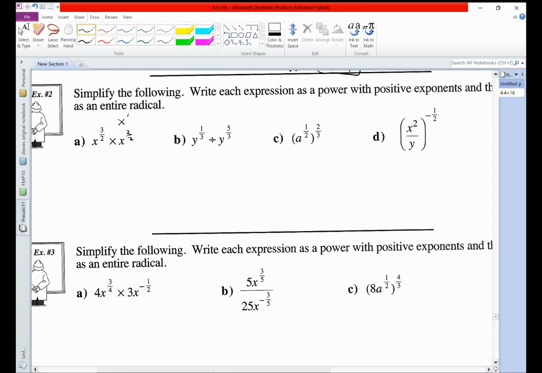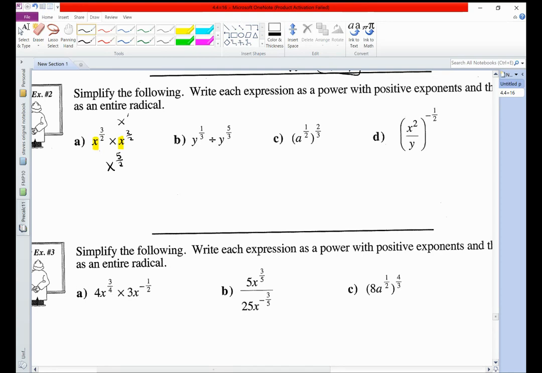And now when we multiply our exponents, we are going to add them. So remember that when we multiply exponents with the same base, we add. So we have x times x, that's the same base. We are going to add those exponents. So we get x to the power of 5 over 2.